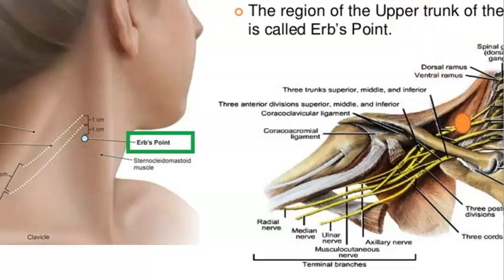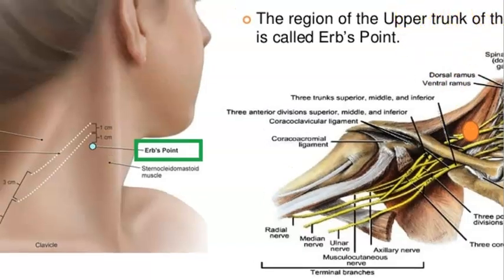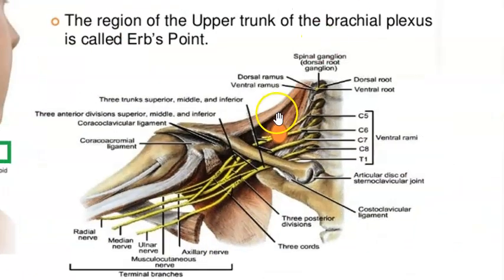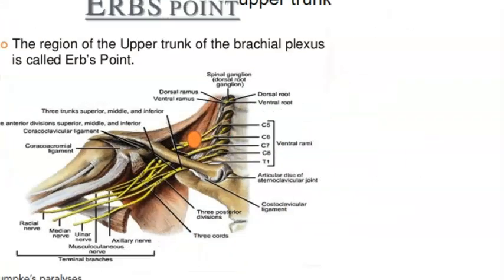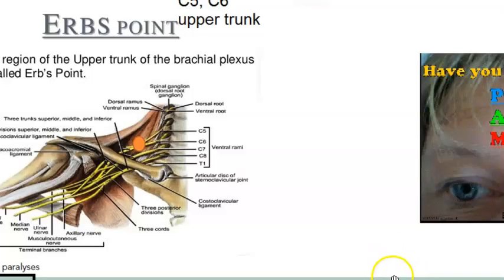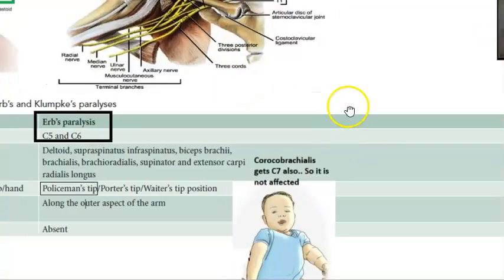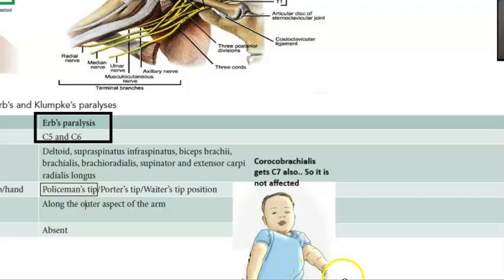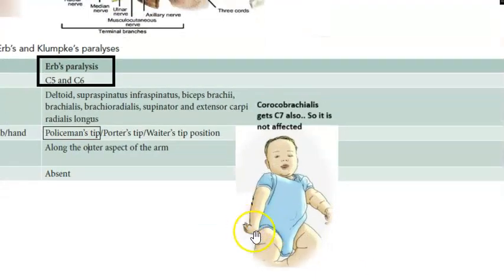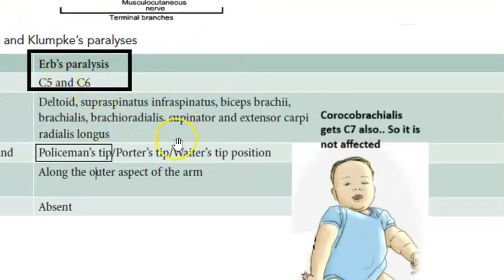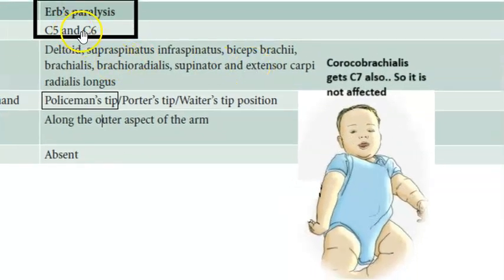Basically, this is the region of the upper trunk of the brachial plexus, and it is called Erb's point. Here it is getting C5, C6. When the baby is getting delivered, they pull the baby and the neck gets pulled in such a way that the baby will become like this. This is a policeman's tip. The fingers are outward because C5, C6 are affected. Remember, C7 is not affected. This is Erb's paralysis, where C5, C6 are affected.